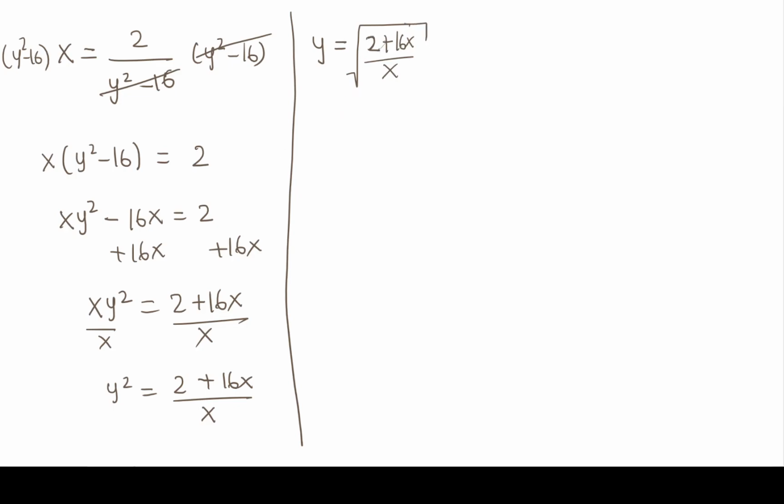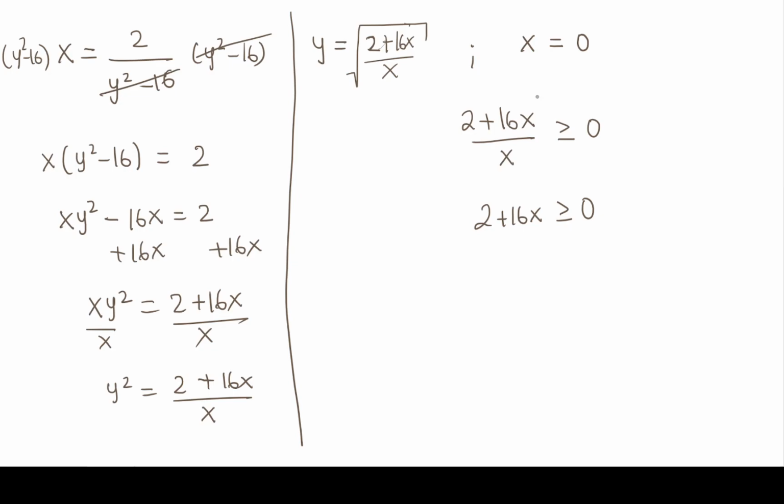Now we have to find the domain for this function. Now we know that this is a fraction and the denominator of a fraction cannot be equal to 0. So the one constraint that we find is x cannot be equal to 0. The other thing is that this whole expression cannot be negative since it's under a radical. So we want 2 plus 16x over x to be greater than or equal to 0. Right?